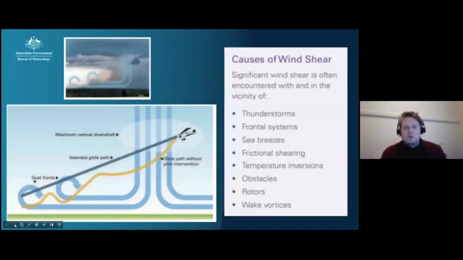So yeah, a lot of causes of wind shear. Quite commonly thunderstorms, we'll go through that in a little bit more detail. Frontal systems, sea breezes, frictional shearing, temperature inversions, and then obstacles, rotors and wake vortices, such as topography, mountain ranges, that kind of thing. Basically, whenever you have a wind change, so a front or a trough, you can have wind shear around that. And it just depends on how significant that wind change is as to how strong that effective wind shear will be.